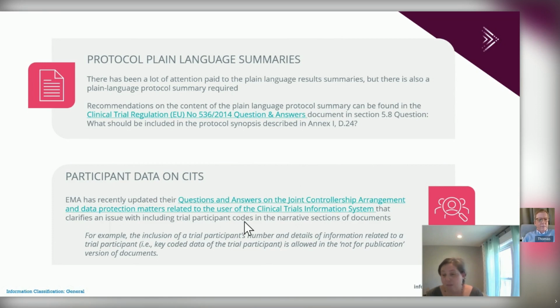But what they have updated in there is some language saying that it's possible to contain coded data for trial participants in the not for publication version of the document. Remember a little bit earlier, I said some of the documents have 2 versions that are uploaded, one that is for public and one that is for not. You will have to make sure that you don't include the coded data in the for public version, but the not for publication version can and should potentially have some of this information. So these are 2 areas that have been sort of hot topics of conversation over the last couple of weeks that we wanted to share with you the latest and greatest information.